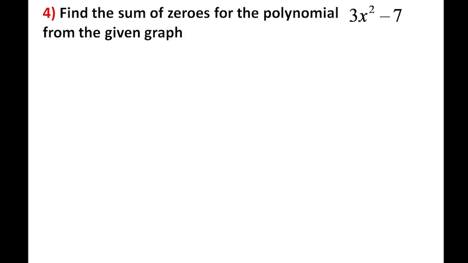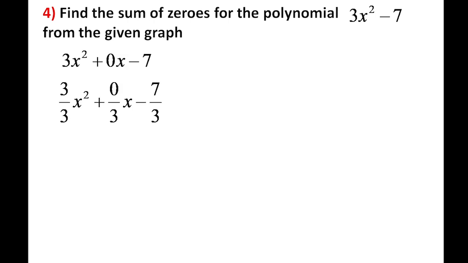Okay. So moving to the fourth one, find the sum of zeros of the polynomial 3x square minus 7 from the given graph. Sum of zeros for the polynomial 3x square minus 7. See, 3x square minus 7 is not in the standard form. We can rearrange it as 3x square plus 0x minus 7. And every time we must change the coefficient of x square to 1. So here the coefficient of x square is 3. So for cancelling it, we must divide each and every term with 3.